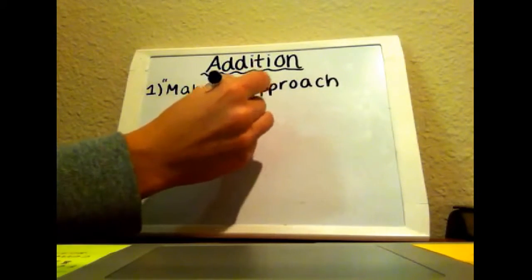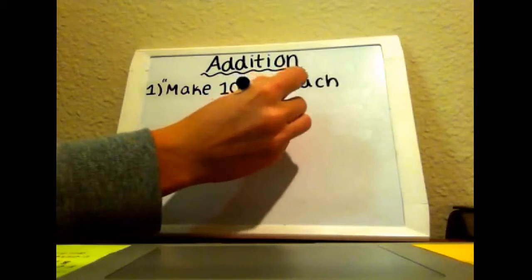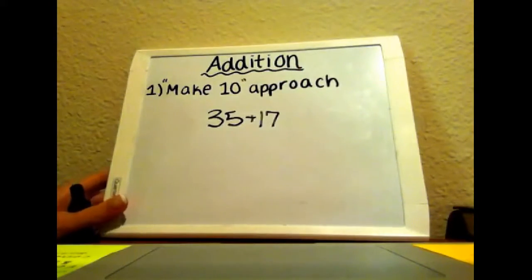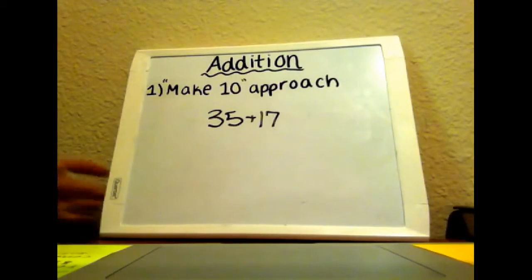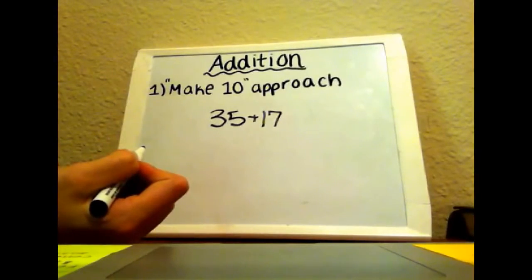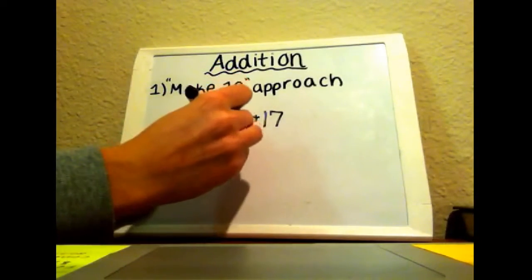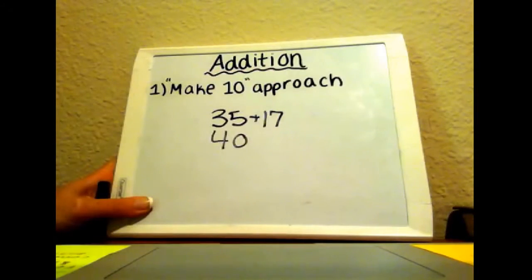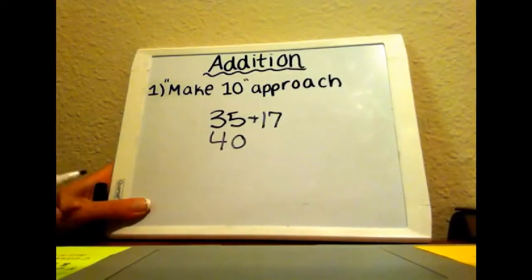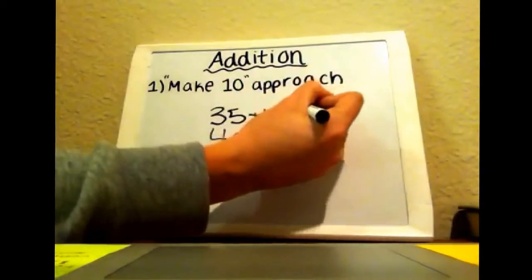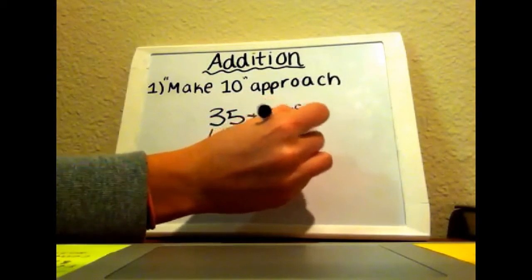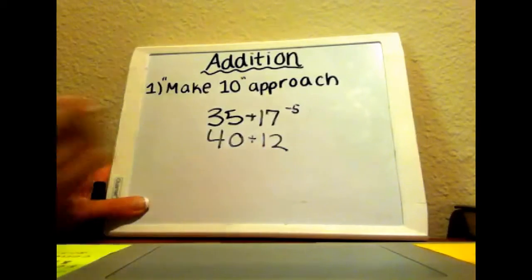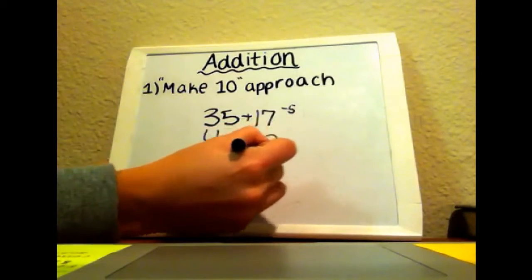we will look at 35 plus 17. So we want to get our first number to a multiple of 10. Now the closest multiple of 10 to 35 is 40. But to get 35 to 40, we had to add 5, which means that we now must take 5 away from 17. So 17 minus 5 is 12. So the problem now becomes 40 plus 12, which is 52.